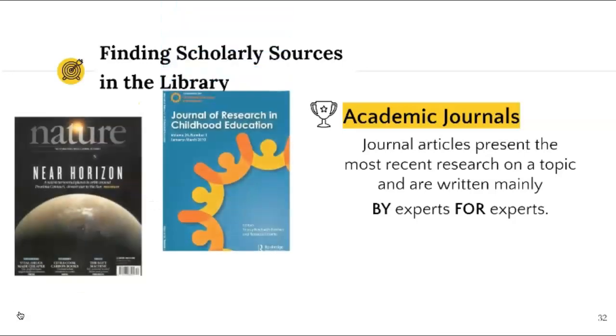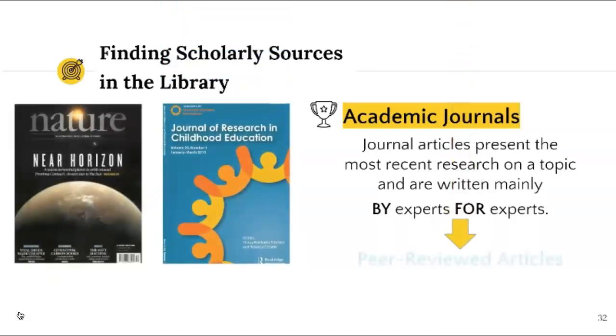Journal articles present the most recent research on the topic and are written mainly by experts for experts. One particular type of journal article that you need to know is called a peer-reviewed article. Have you heard this term before? You'll want to make note of it because you'll be hearing it a lot from your professors. Let's take a closer look at what's involved in that peer review process and why these articles are considered so credible.